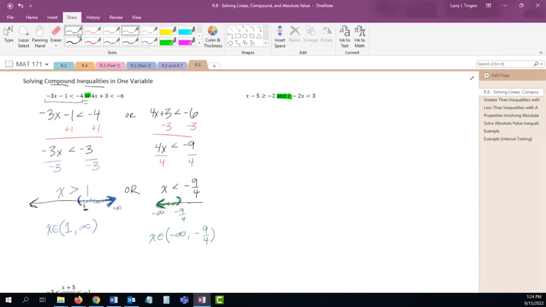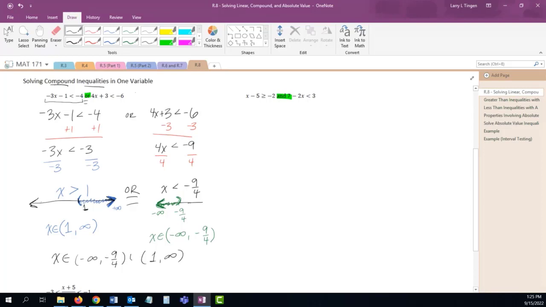Okay, now last step here is I have to take into account that this is an OR. Right now I have two separate sets and I need to put them together. And I put them together using the union sign in set notation. I'm always going to start from left to right. So the smaller numbers are the ones in the green over here. So I'm starting negative infinity up to negative 9/4. That's one of the sets. The other set is the one in blue, 1 to positive infinity.